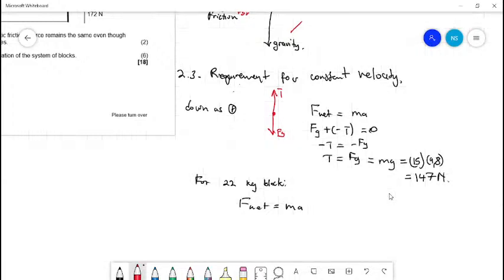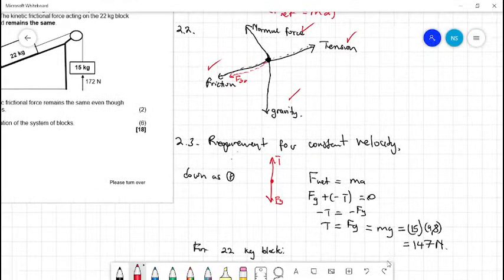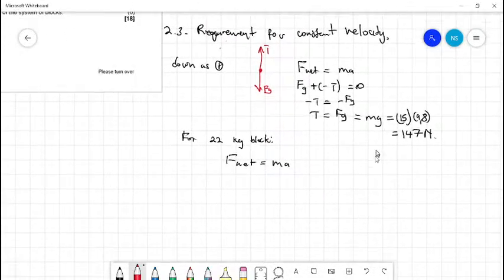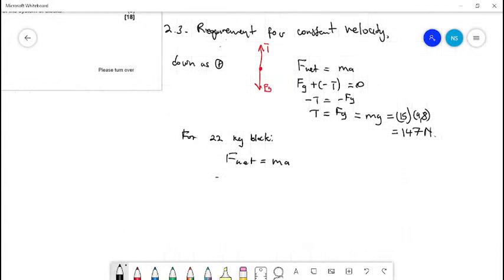If we took up as positive, everything that goes up will be positive, so that includes our tension. The F net will be positive tension minus friction minus Fg parallel equals 0. Remember, the tension is the same because we're using the same rope or string. So the value of tension that we got in the previous calculation, 147, is still the same here because tension is the same.